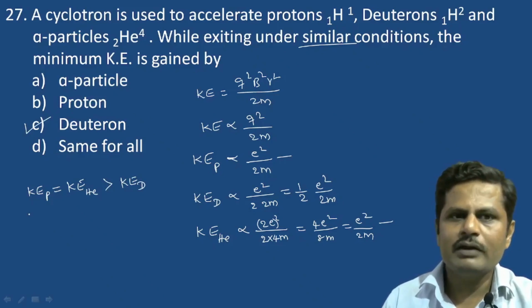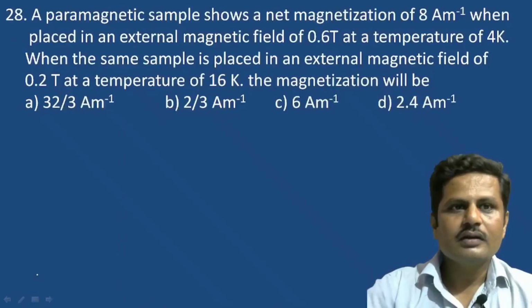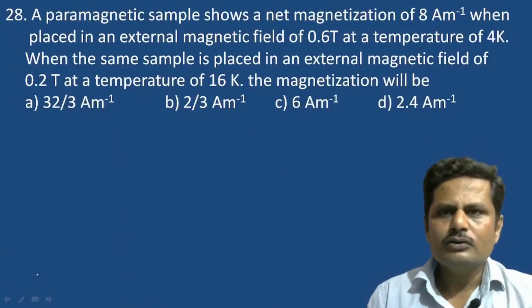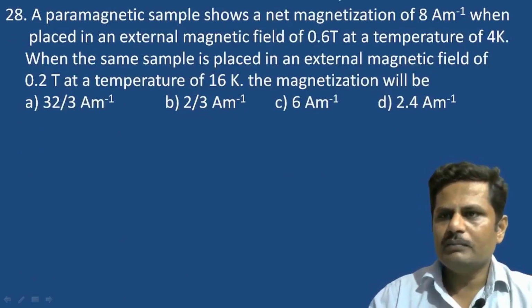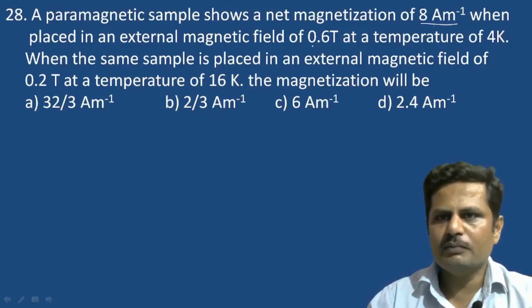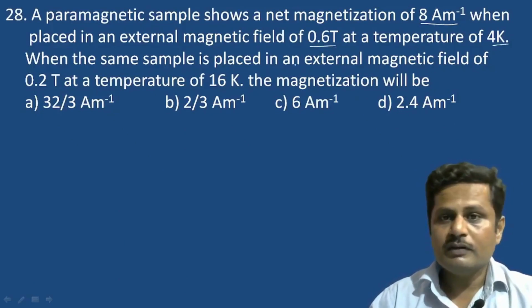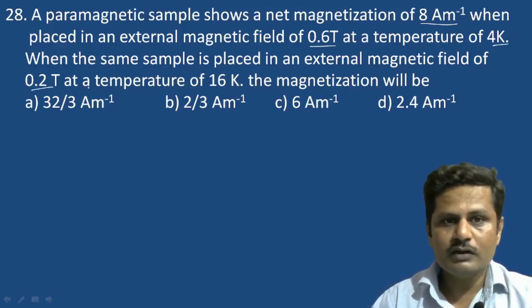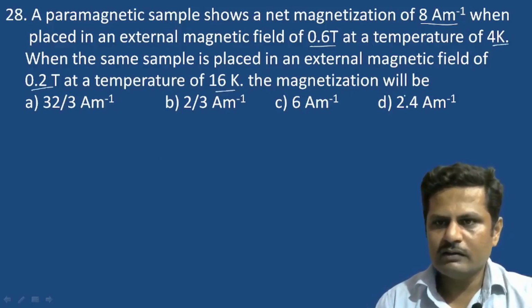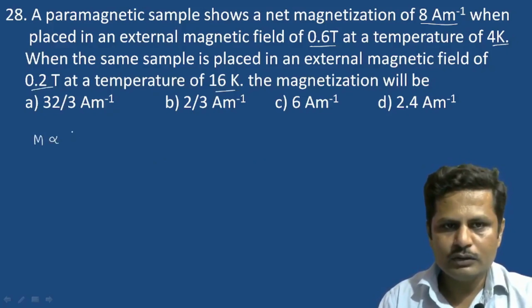Okay, let's have a look at the next question. A paramagnetic sample shows a net magnetization of 8 ampere per meter when placed in an external magnetic field of 0.6 Tesla at a temperature of 4 Kelvin. When the same sample is placed in an external magnetic field of 0.2 Tesla at a temperature of 16 Kelvin, what will the magnetization be? We know that the magnetization is proportional to B by T.